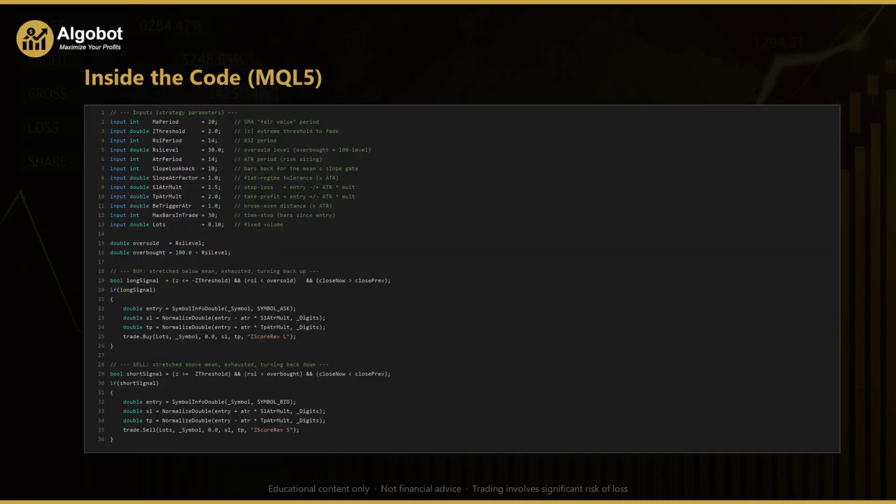SlopeLookback and SlopeAtrFactor define the flat regime gate. SlAtrMult and TpAtrMult set the stop and target distances. BeTriggerAtr sets the break-even distance, and MaxBarsInTrade is the time stop. Now the buy block.